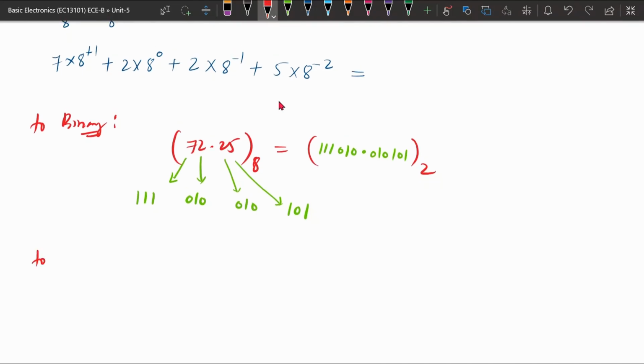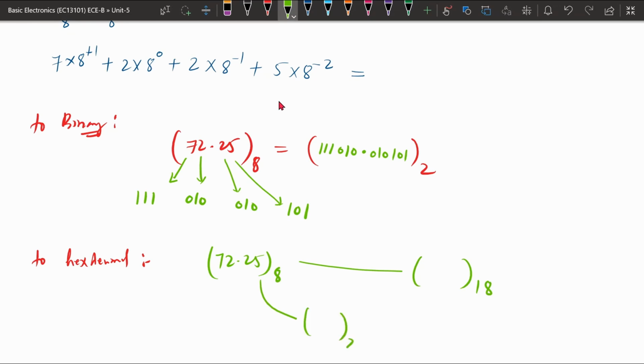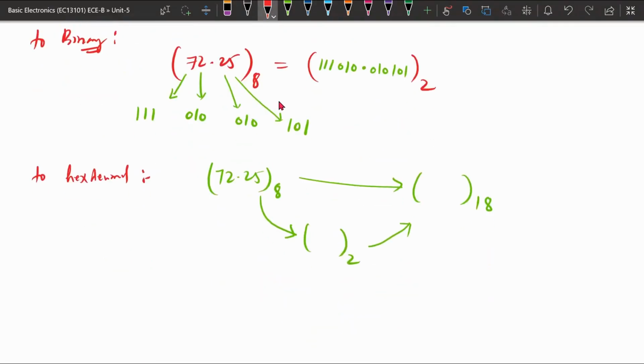Similarly, if we want to convert it into hexadecimal, we need to first convert it into binary, and then from binary we can convert into hexadecimal. For that, we need to go through the binary mode. So once we have converted it into binary, we represent it like we have seen above: 111.010.010.101. This was the binary representation of the above number.